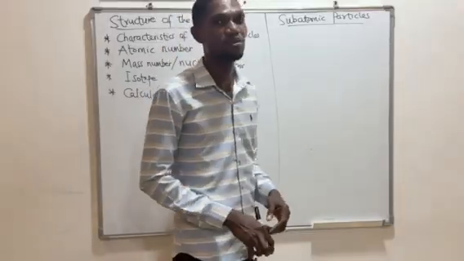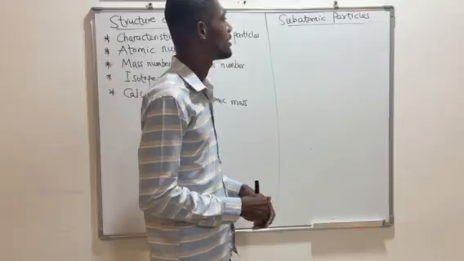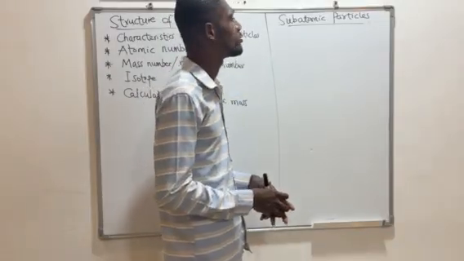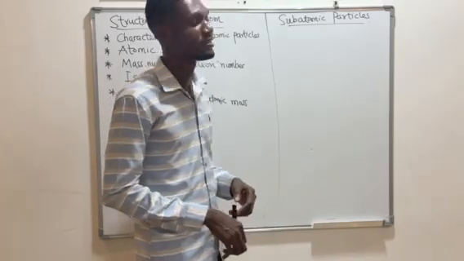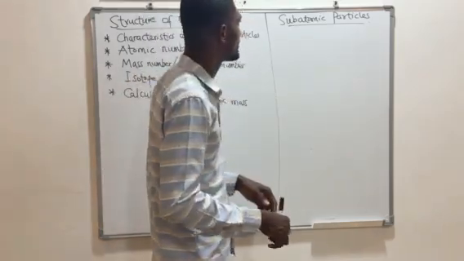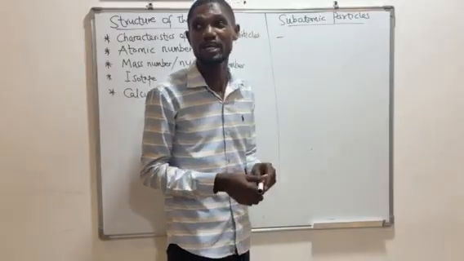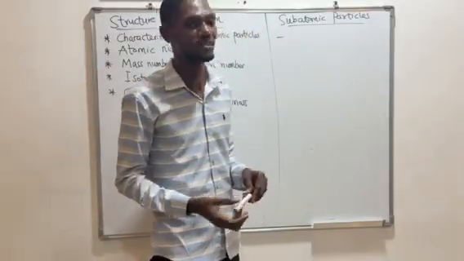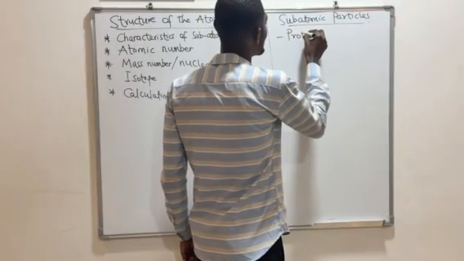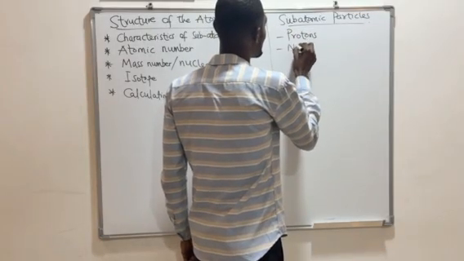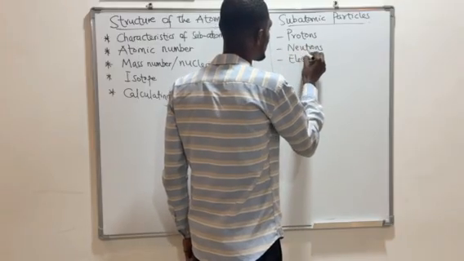So, the proposed structure of the atom as used today is a collective work done by scientists like J.J. Thomson, Rutherford, and Chadwick. Their works discovered that the atom is made up of subatomic particles, and these subatomic particles are protons, neutrons, and electrons.